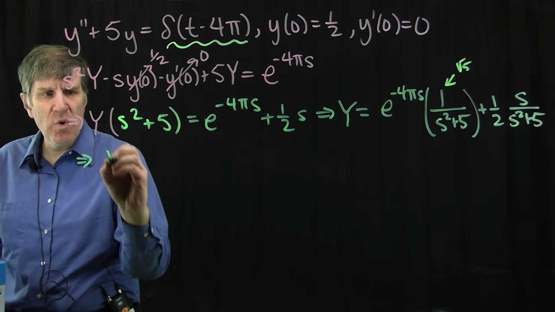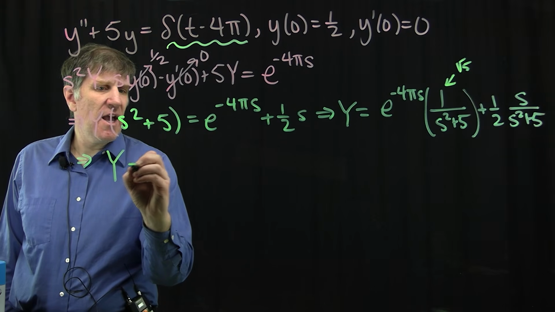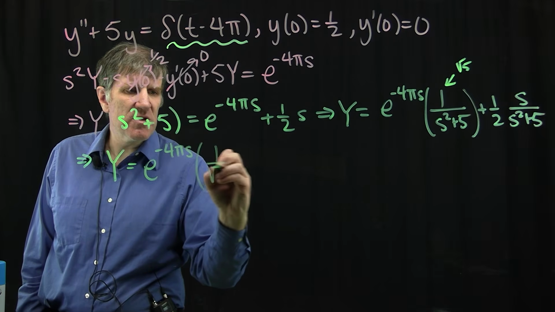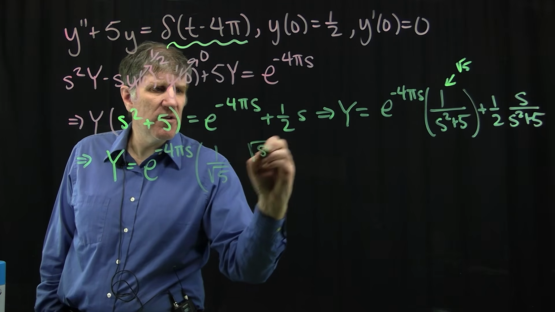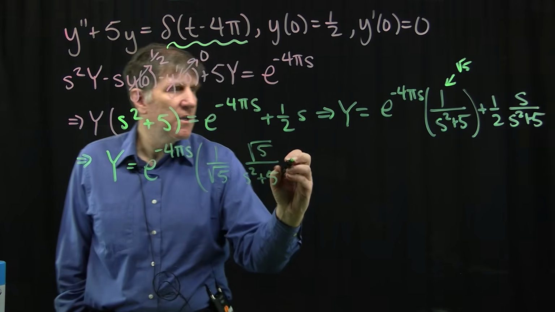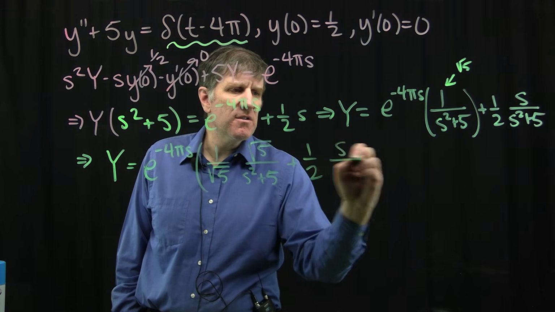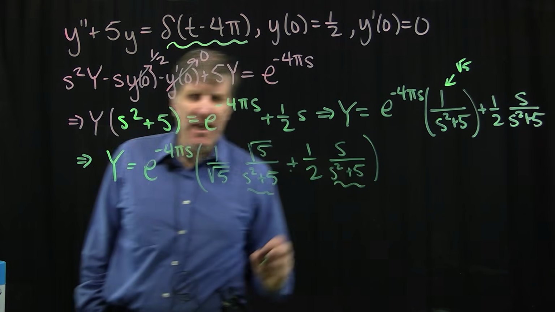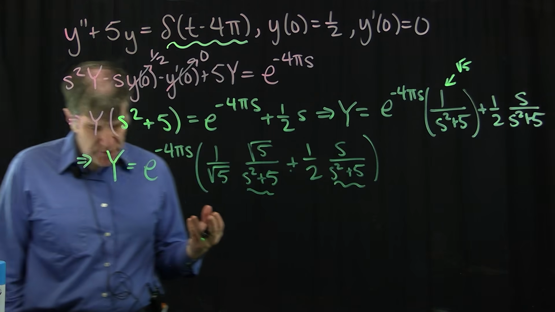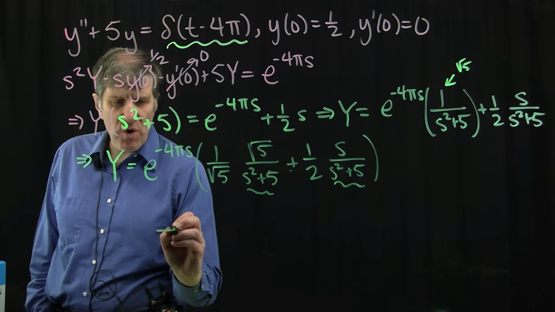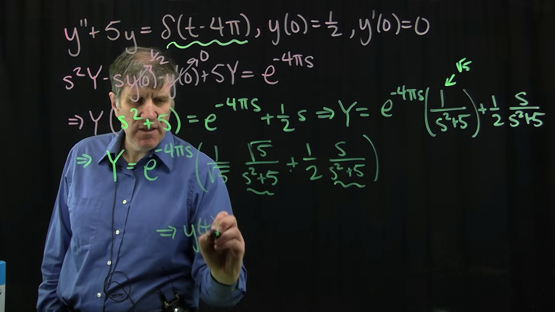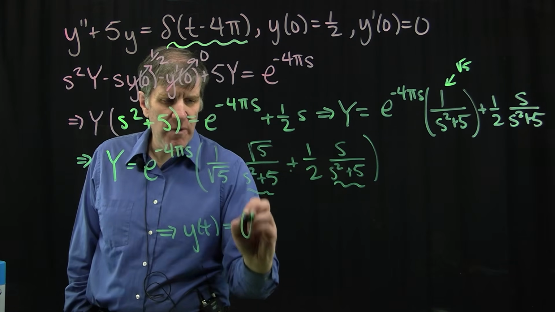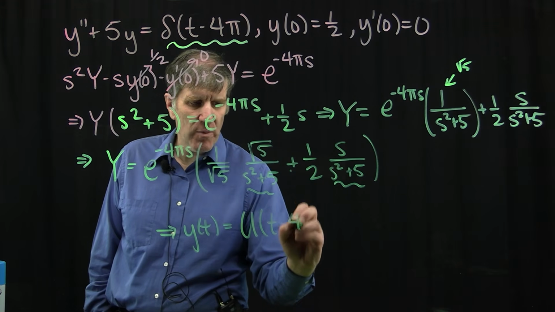So let's do one more rewrite and say that capital Y is e to the minus 4 pi s times 1 over the square root of 5 times the square root of 5 over s squared plus 5, plus 1/2 s over s squared plus 5. We now have these two terms, and they're both table-ready. And so our solution is y of t equals, when we do the inverse now, the exponential is going to become a step function, t minus 4 pi.